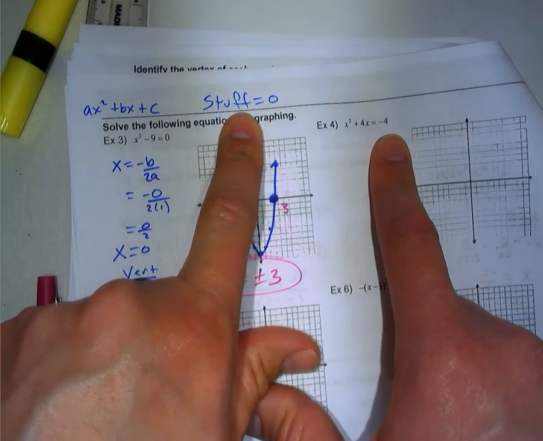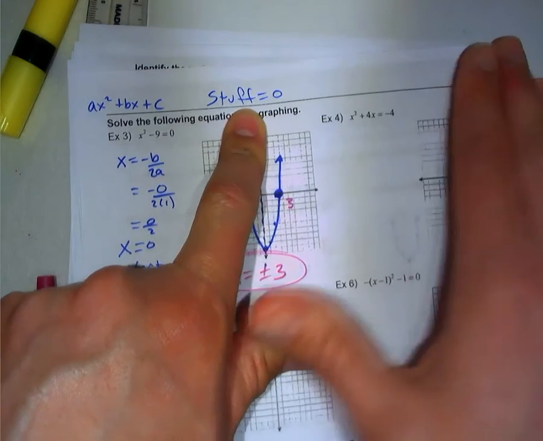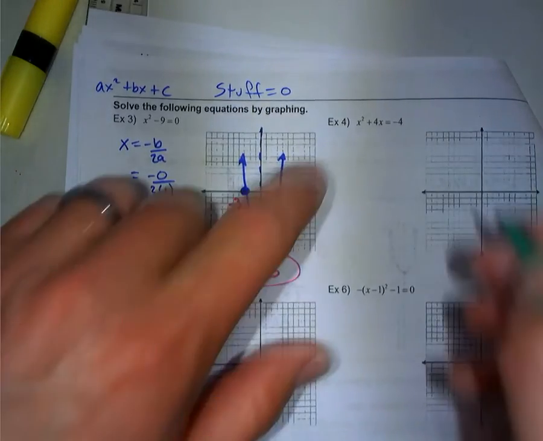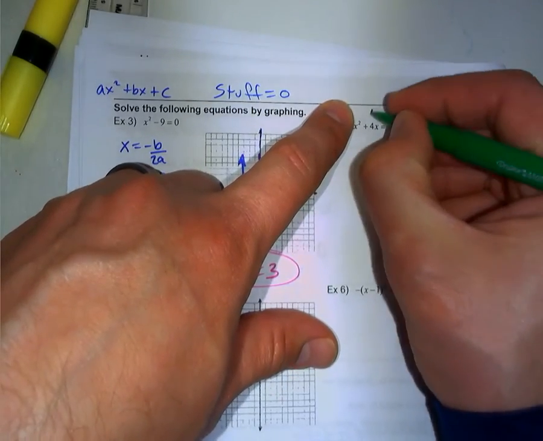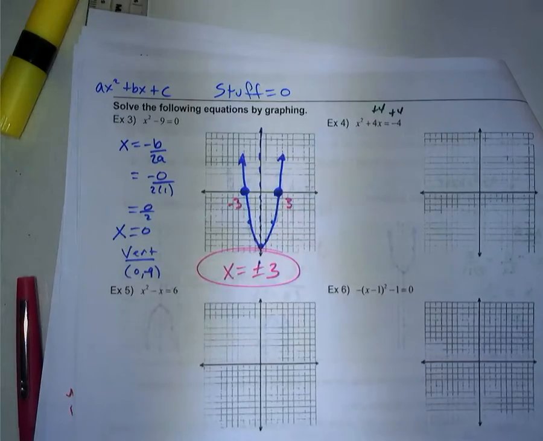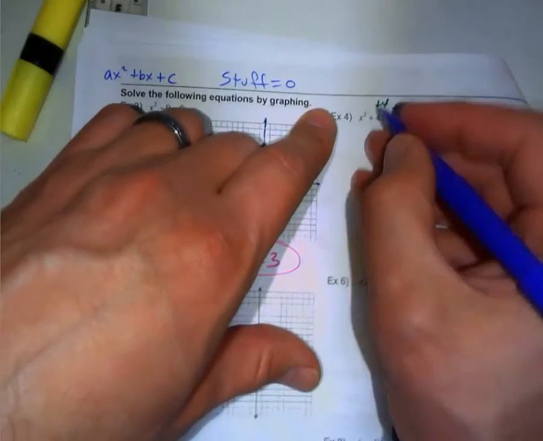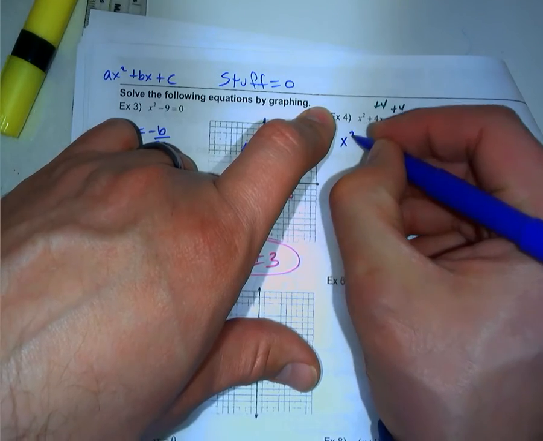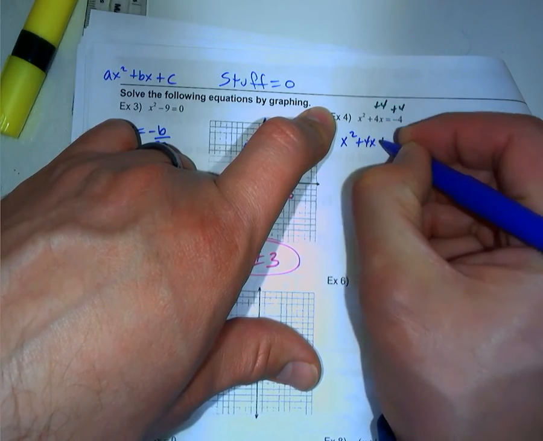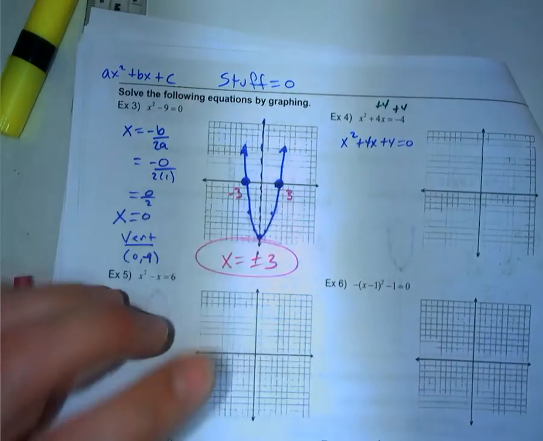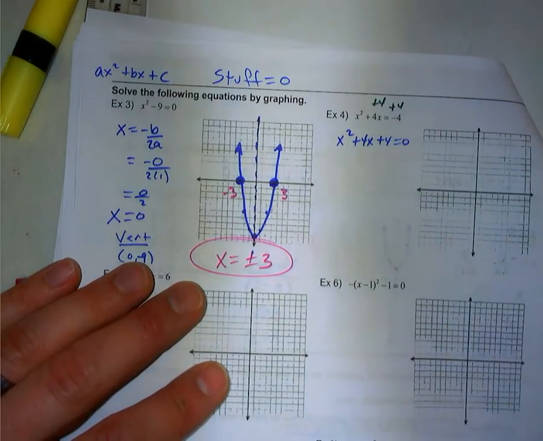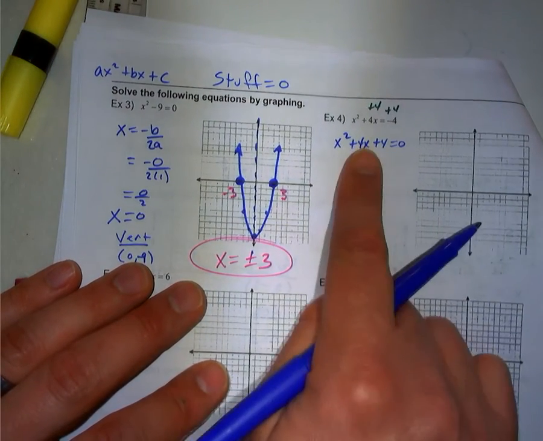Get your stuff equal to 0. I'm going to go ahead and add that 4 over. Always want to see 0 before I get rolling here. So go ahead and get your stuff equals 0. I've got x squared plus 4x plus 4 equals 0. And now we're going to go ahead and graph this thing.